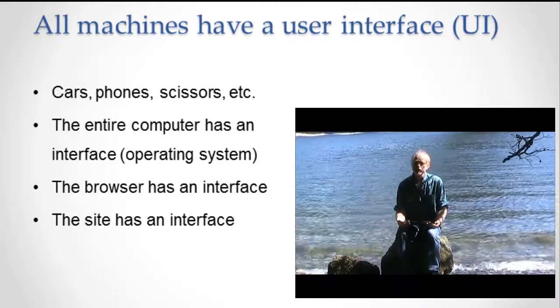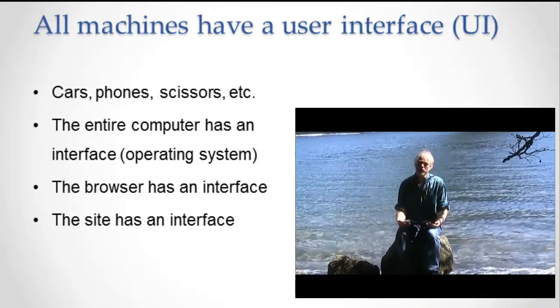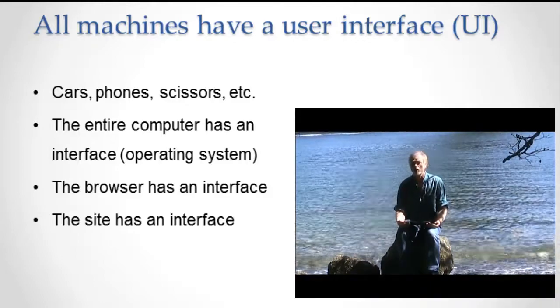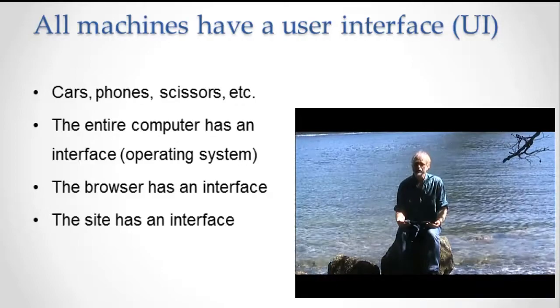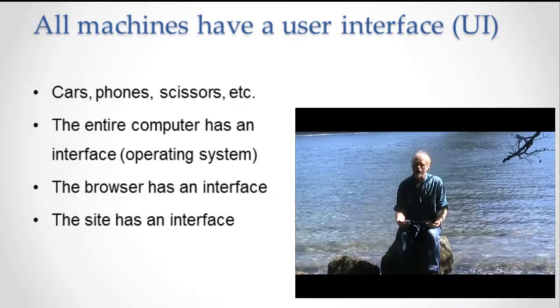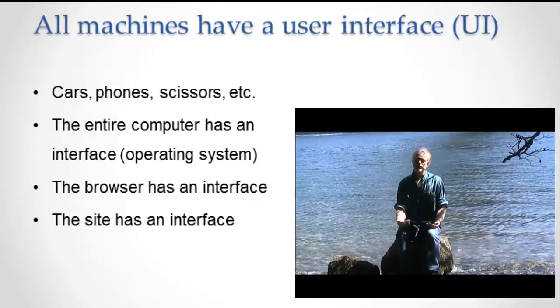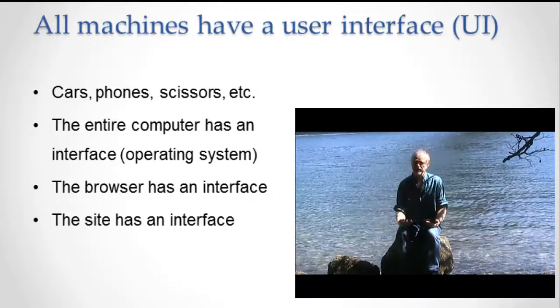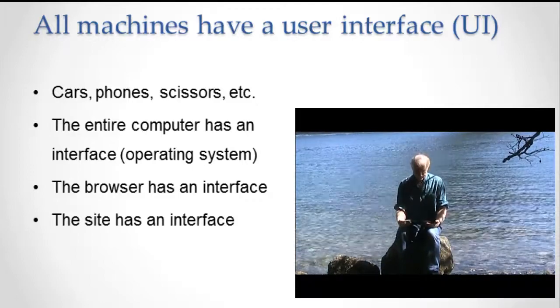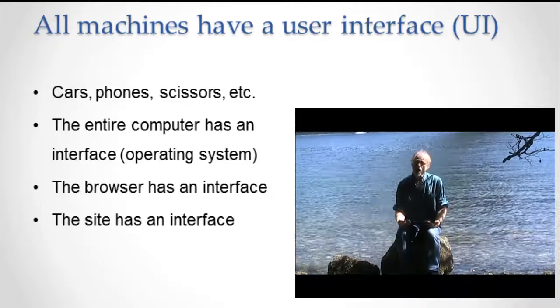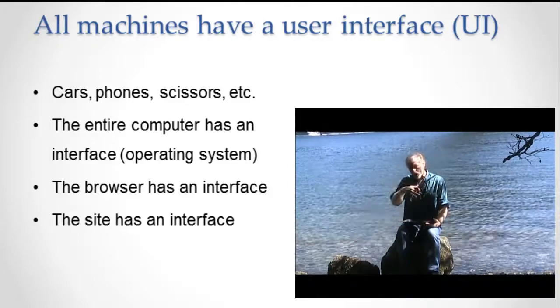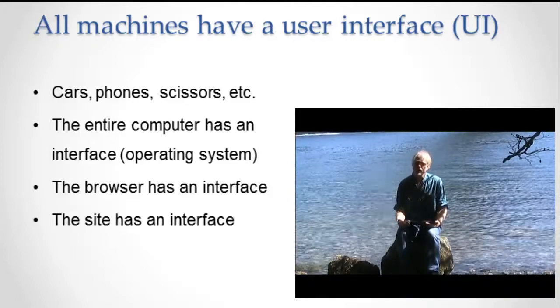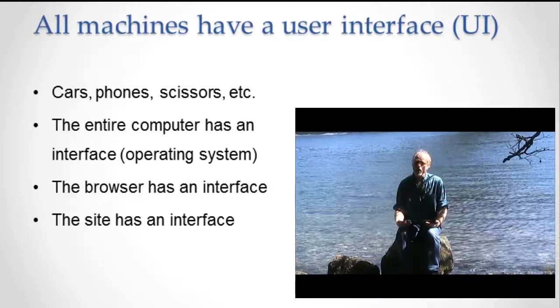Every machine, whether it's a video camera, or a phone, or a car, or a hammer, anything that's a machine has some sort of way that you operate it, some way to control it, some way to make it do the things that it does. We call that the user interface. So that's all user interface across all machines. Now let's focus in on user interface that's on computers.